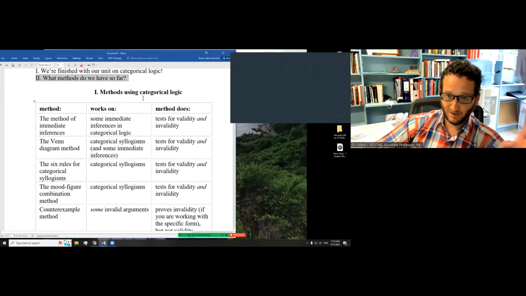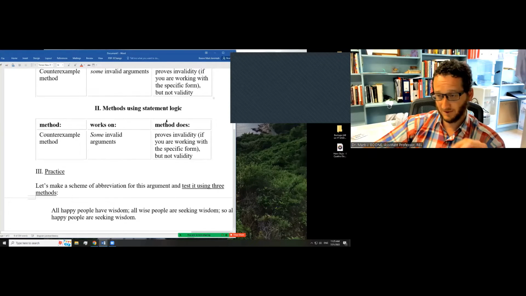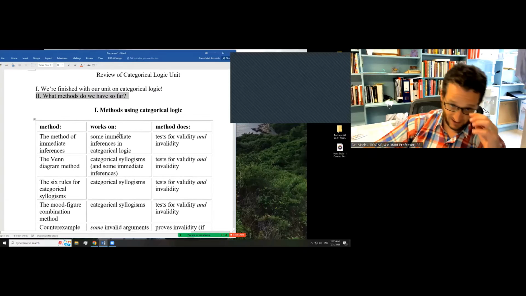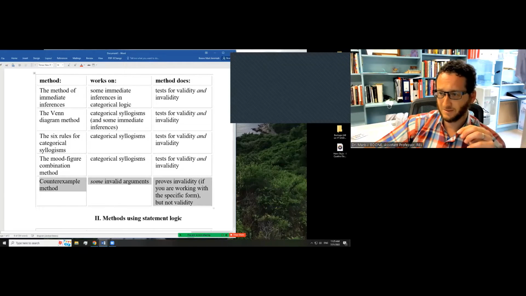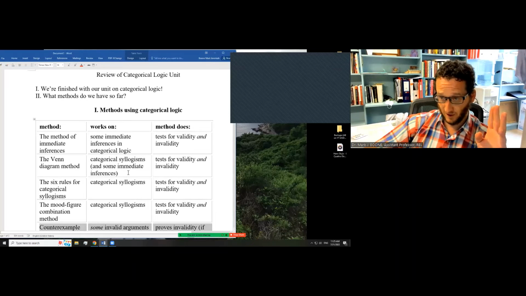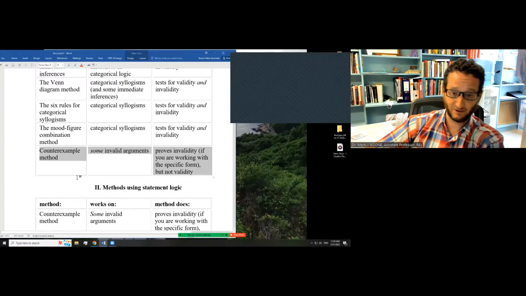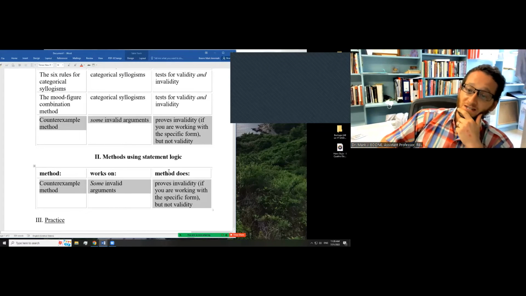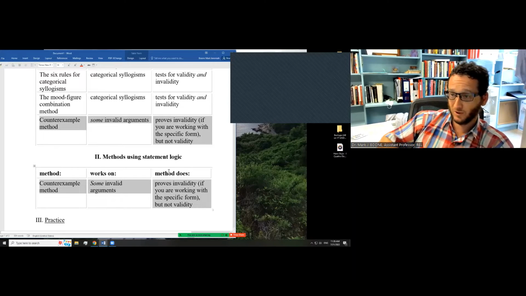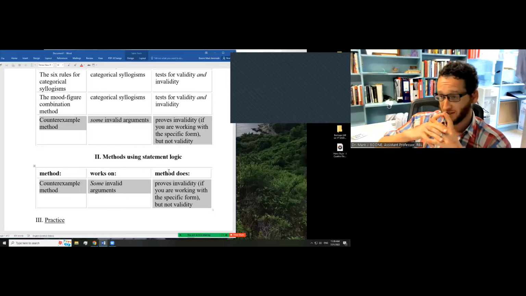We have actually one method using statement logic, but let's not get to that yet. What methods we have so far are first a method using categorical logic and statement logic, and that's the counterexample method. It works on some invalid arguments. What it does is it proves an argument is invalid if you're working with the specific form of the argument, but it doesn't prove validity.